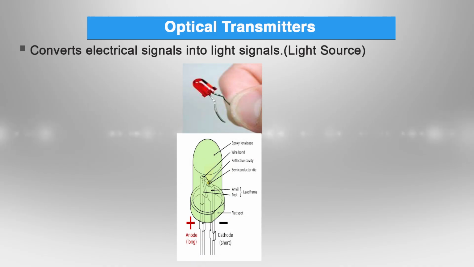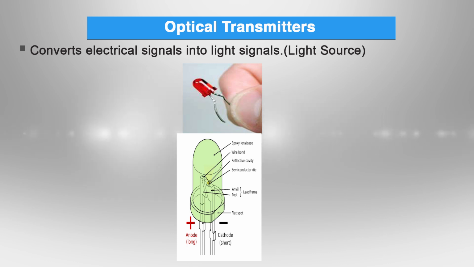Let us start with the optical transmitters. Optical transmitters convert electrical signal into optical signal for transmission through optical fibers. The key elements of optical transmitters are light source, like laser diodes. It provides coherent light with high intensity and narrow spectral width, commonly used in long distance and high speed application.